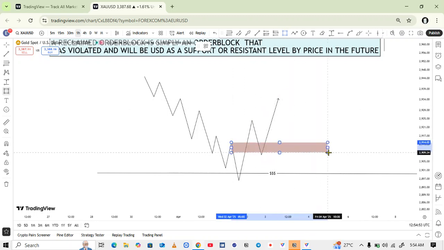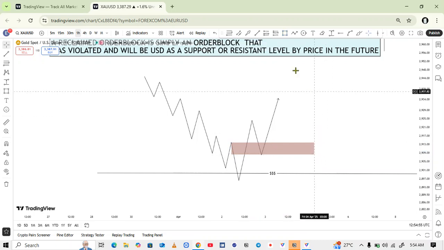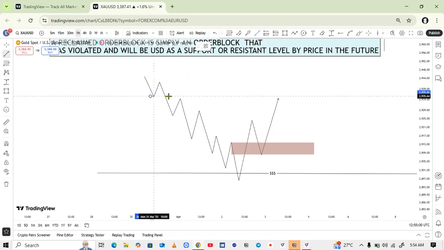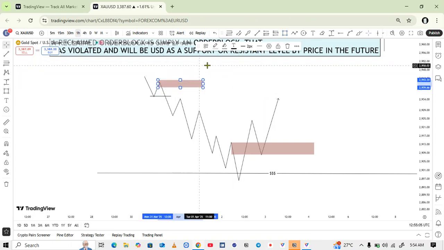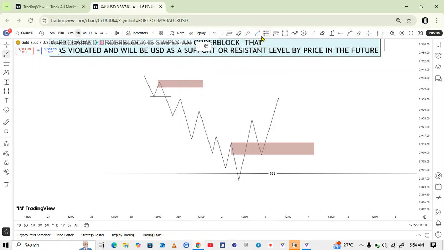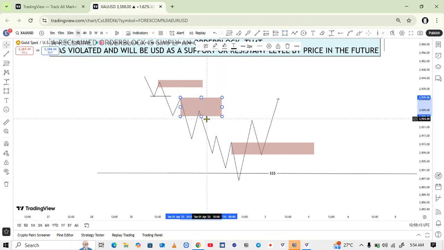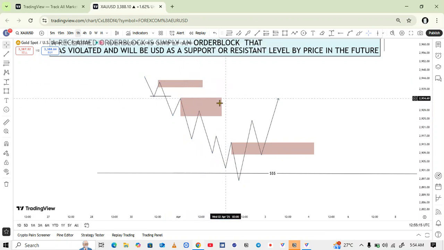But what happened? That order block was violated. As you can see, we have an order block. We have a break of structure here. Price was breaking structure, trading into an order block, continuing, price breaks structure, trades into the order block. We have this order block here. Price must come back and trade into the order block. So price is definitely going to come back and trade into the order block before moving to the opposite direction.